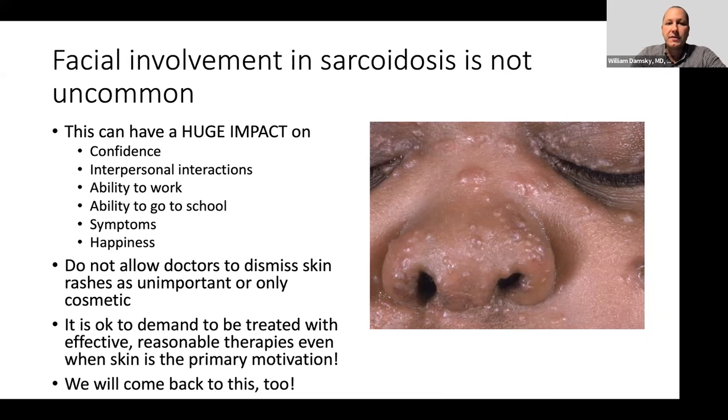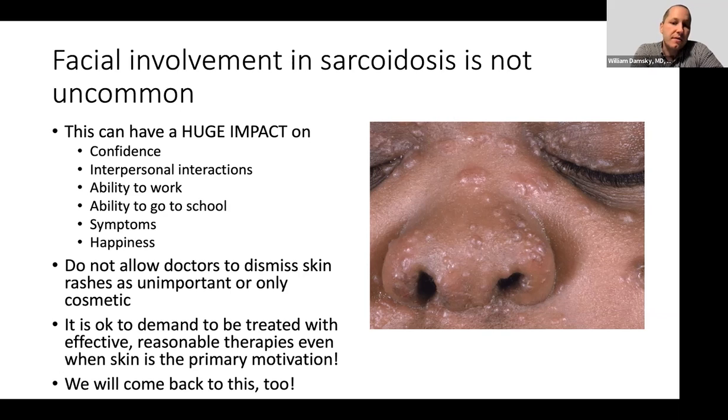Sarcoidosis, unfortunately, when it involves the skin, not uncommonly affects the face. And really, sarcoidosis, whether it's on the face or whether it's on other parts of the skin, can have a huge impact on the quality of life. I have a lot of patients with whom we talk about things like confidence, interpersonal interactions, ability to go to work, ability to go to school. Sometimes people think that you may have an infectious disease, which is clearly not true. You may have symptoms related to your sarcoidosis, and ultimately skin involvement of sarcoidosis can affect your happiness.